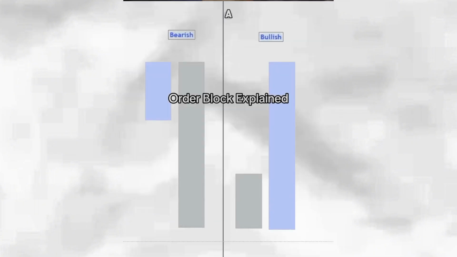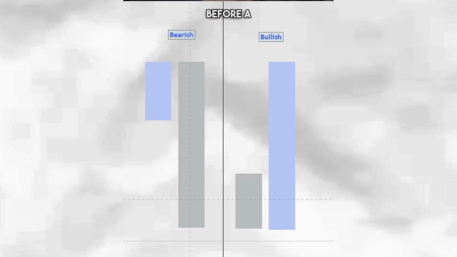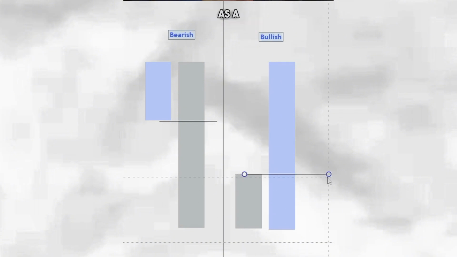How to identify a valid order block? A bearish order block is the highest up close candle before a bearish displacement. A bullish order block is the lowest down close candle before a bullish displacement. The order block is only valid after the displacement in the opposite direction. So when you see this candle close here, you need this bearish candle to close next in order to validate this as a bearish order block. And when this bearish candle closes down here, you need this candle to give you a bullish displacement, which would then validate this as a bullish order block.